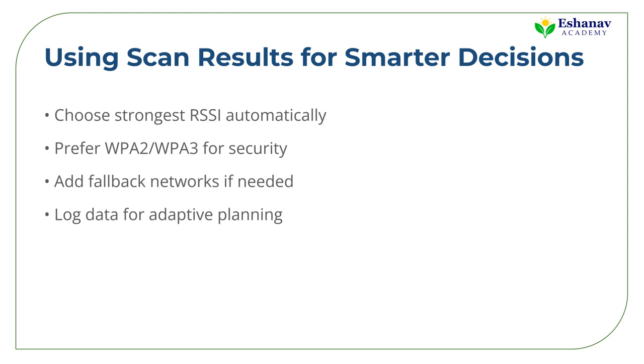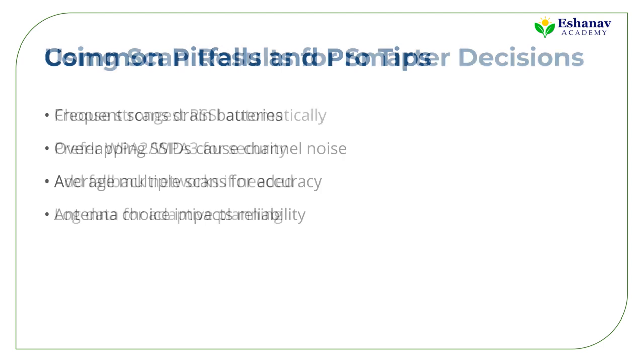In advanced projects, developers log scan data over time to detect signal fluctuations or interference patterns. This allows you to predict problems before they occur. Think of scan results as a constantly updated map. By teaching your IoT device to read that map, you transform it from a blind connector into an intelligent system that adapts to changing environments. This adaptability is what separates hobby projects from professional-grade IoT deployments.